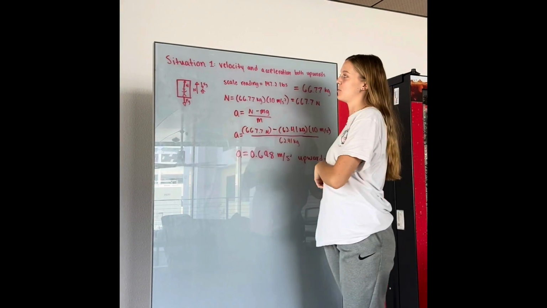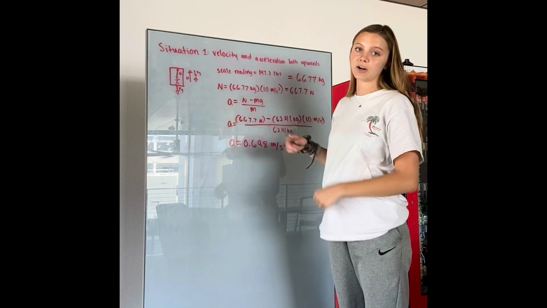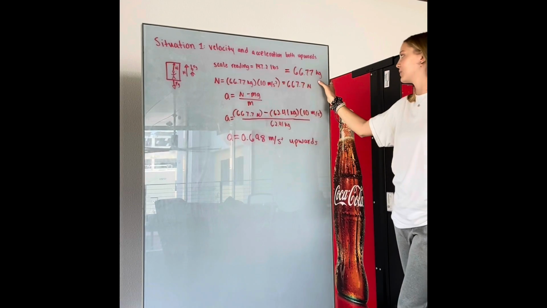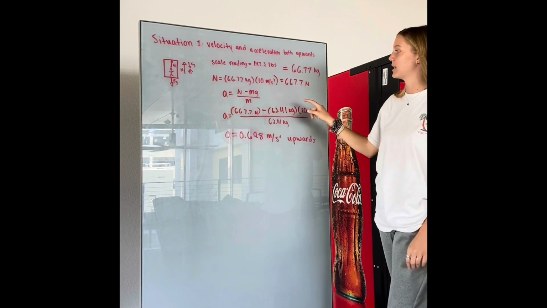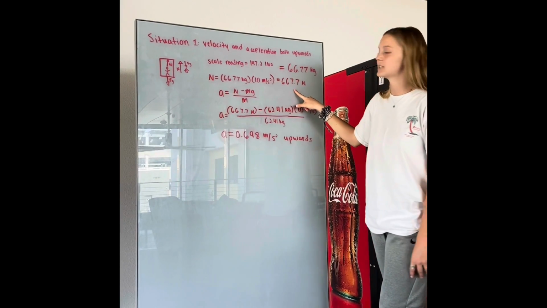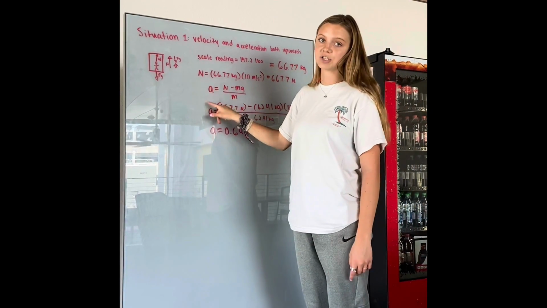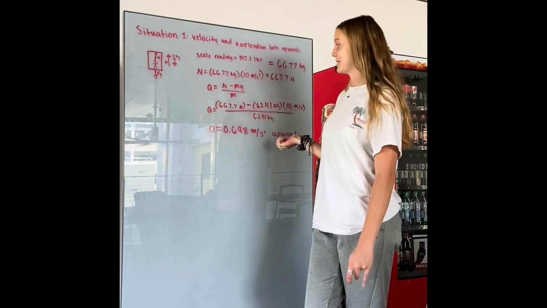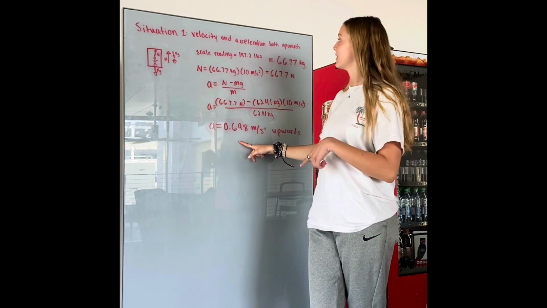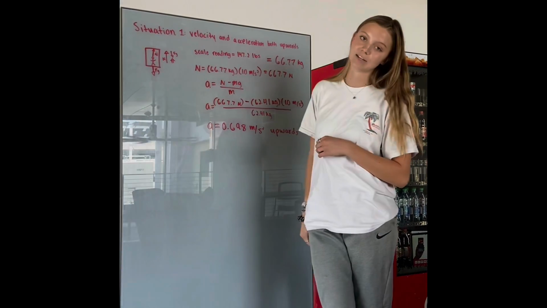Okay, so for situation 1, the velocity and acceleration are both upwards. We found the scale reading in the elevator as the acceleration is happening to be 147.2 pounds, which we converted to 66.77 kilograms. We found the normal force by multiplying that by 10 meters per second squared to get 667.7 newtons. And then we plugged that into our equation for acceleration that we had found earlier, and we found that acceleration as the elevator is going upwards is 0.698 meters per second squared.